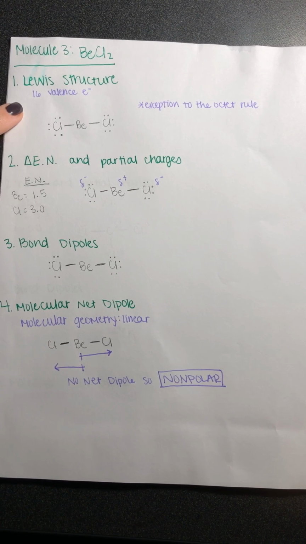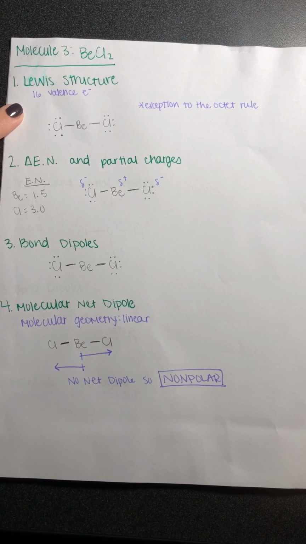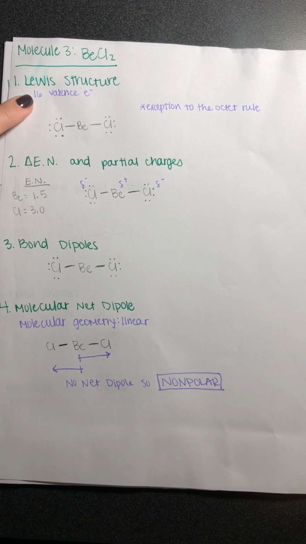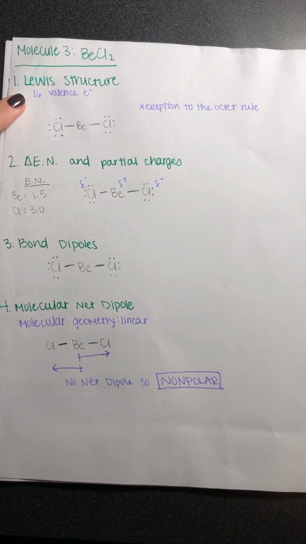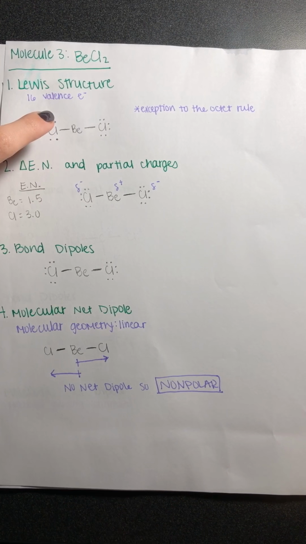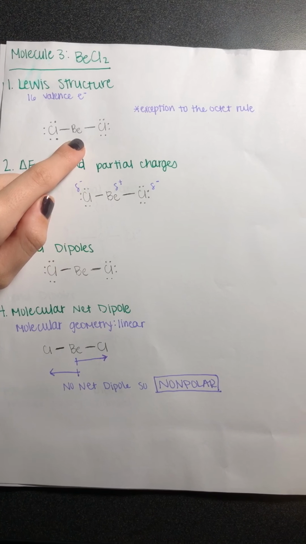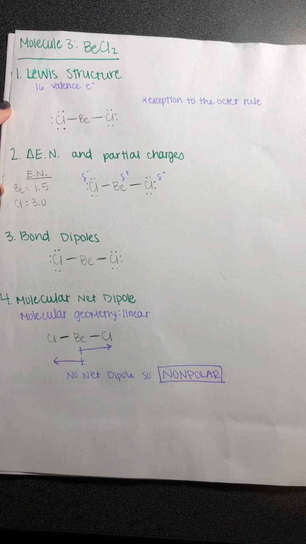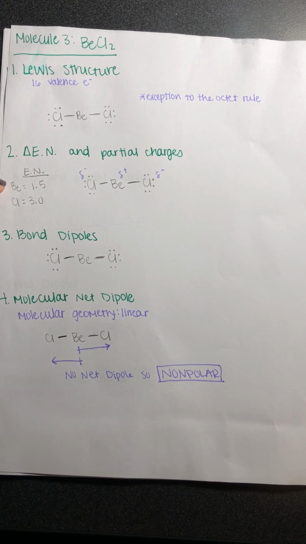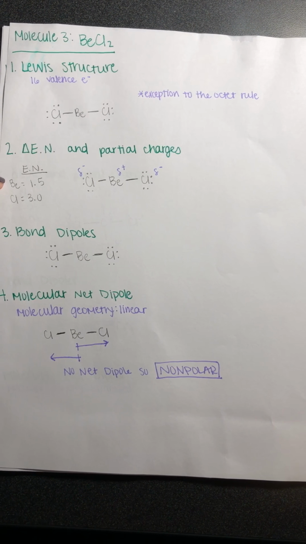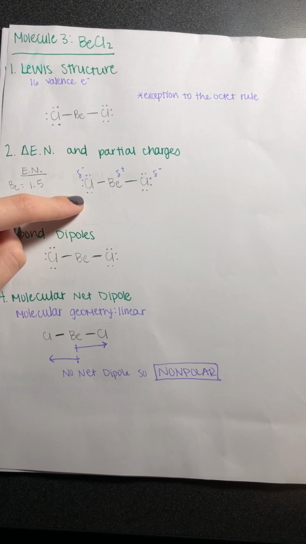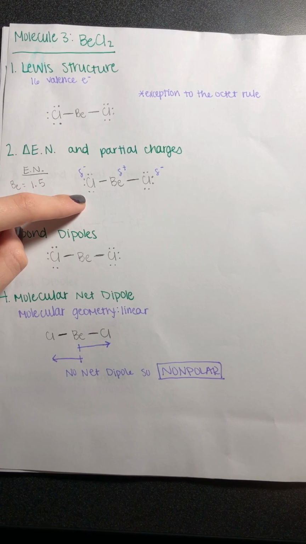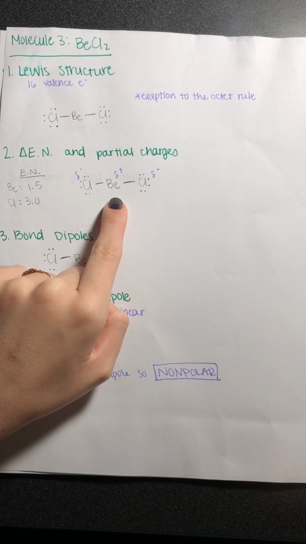Now we will look at BeCl2 to see if it is polar. There is a total of 16 valence electrons. We have used all 16 electrons, but the central atom Be does not have an octet. This is okay because Be is an exception to the octet rule. Now let's look at the bond dipole. The highest electronegative atom, Cl, will have partial negative charges, and the Be will have a partial positive charge.